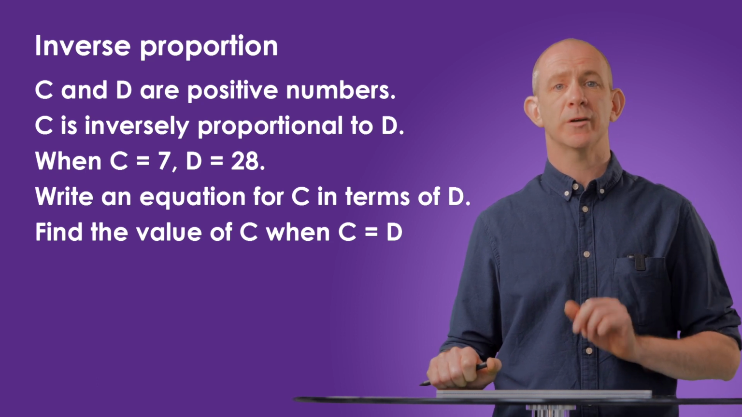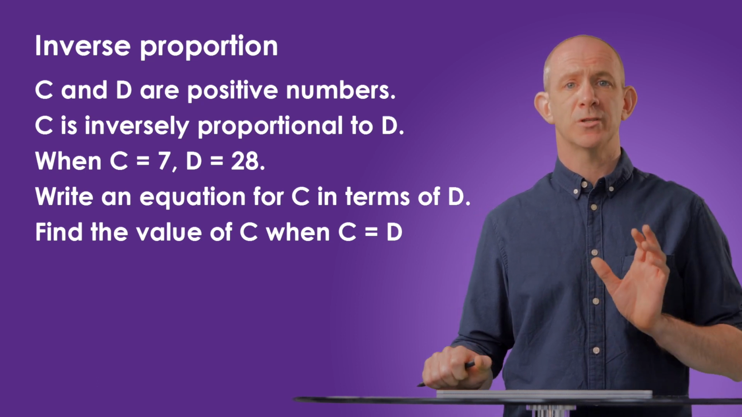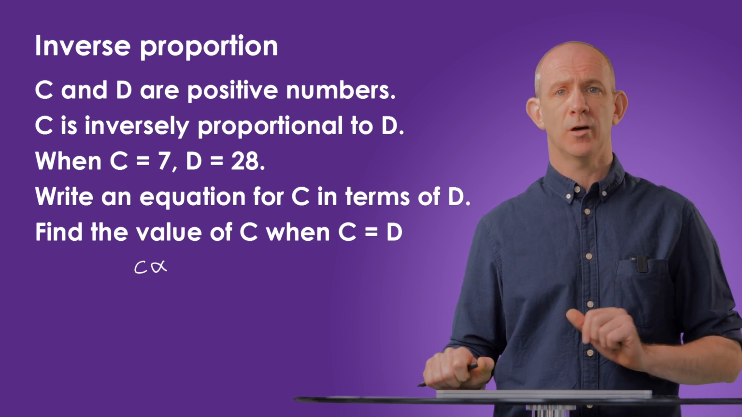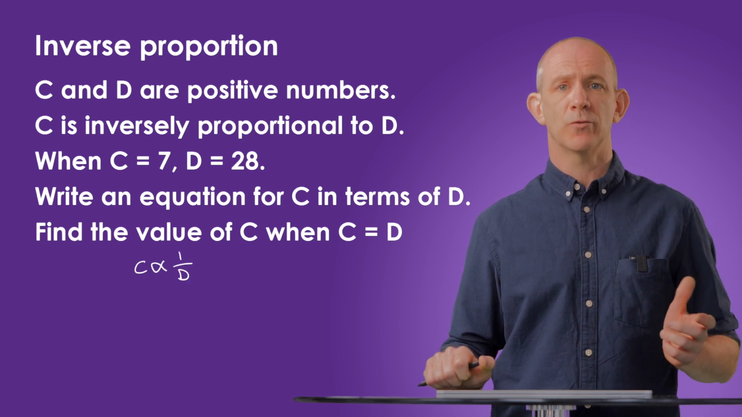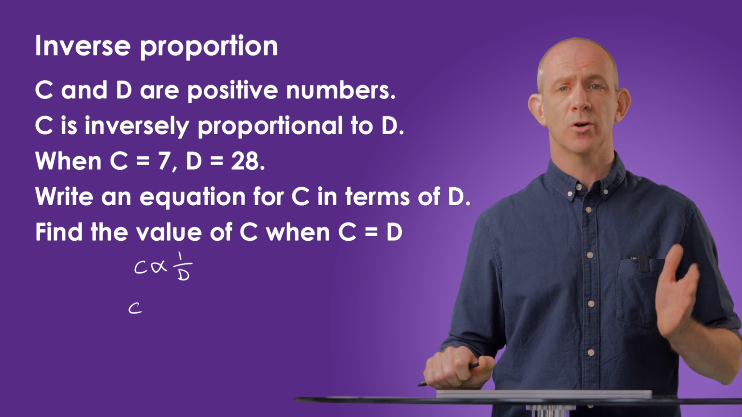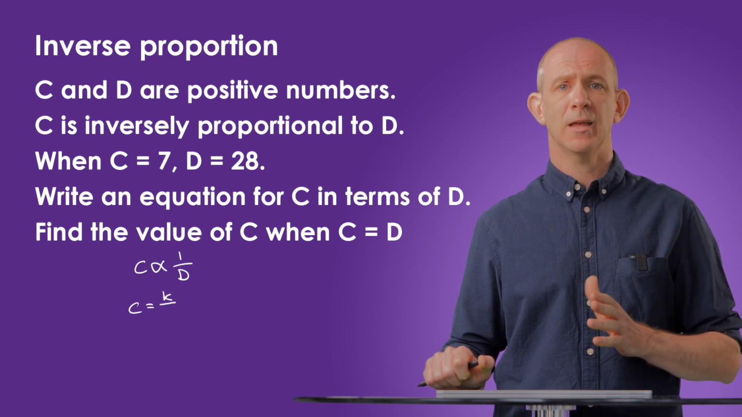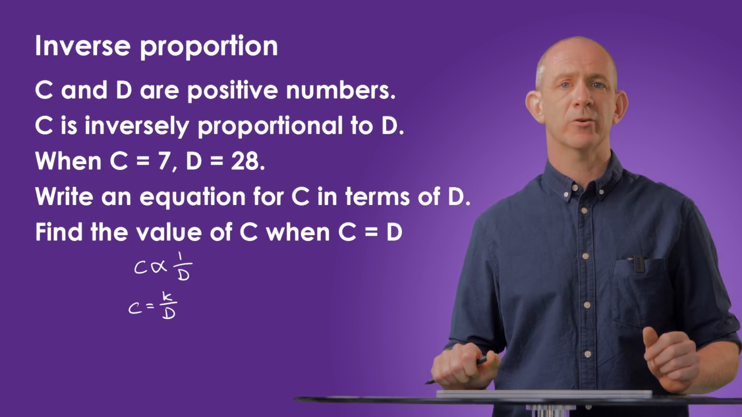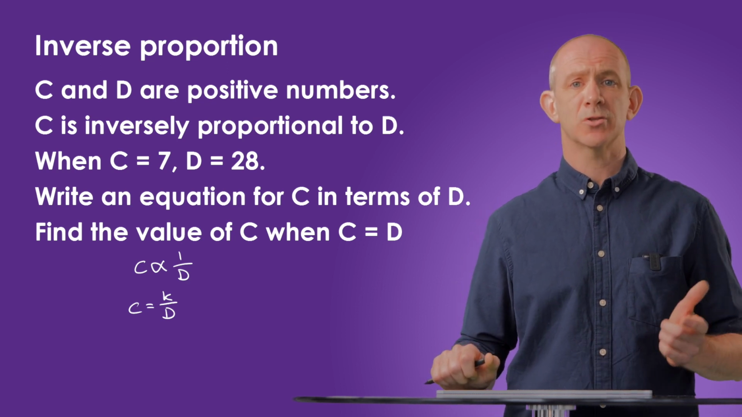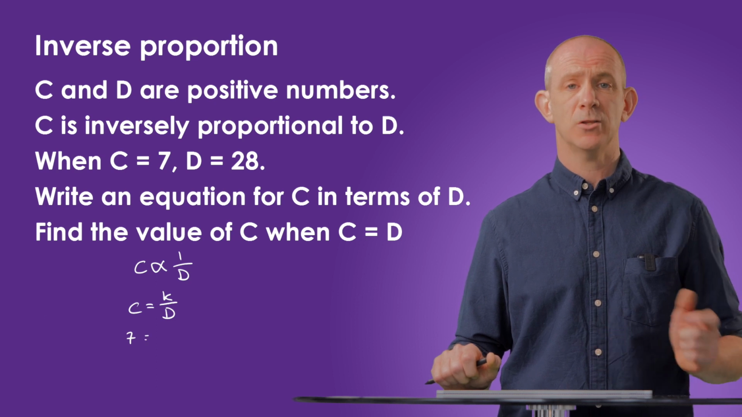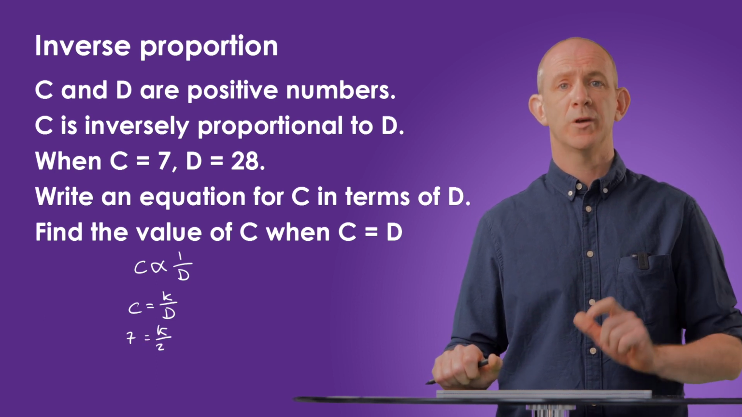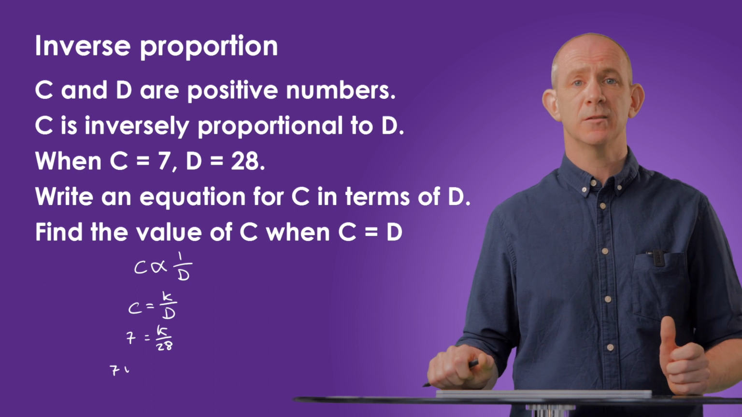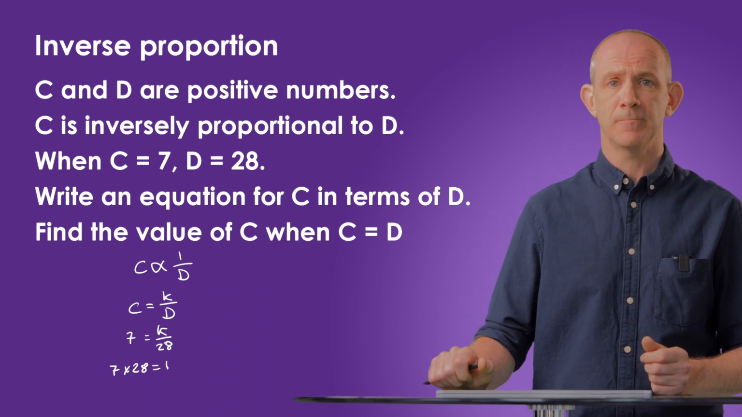First off, let's write it as a proportionality, which is c is proportional to 1 over d. From this, we can write our equation by substituting the constant k for 1 and changing the proportional symbol to an equal sign. In order to calculate the value of k, we can substitute the value of 7 for c and 28 for d. We can then multiply both sides by 28 and get 196 equals k.